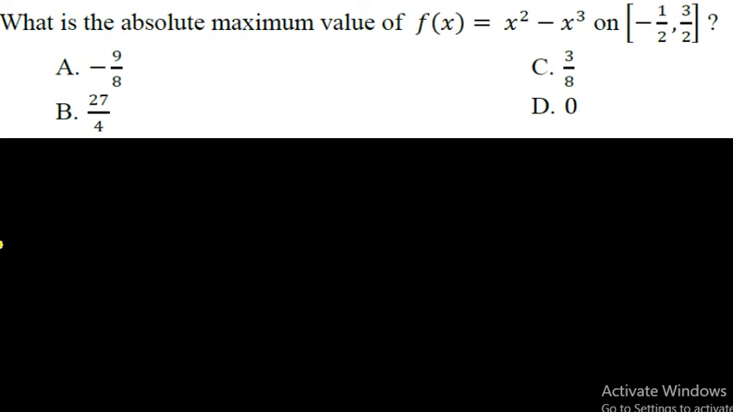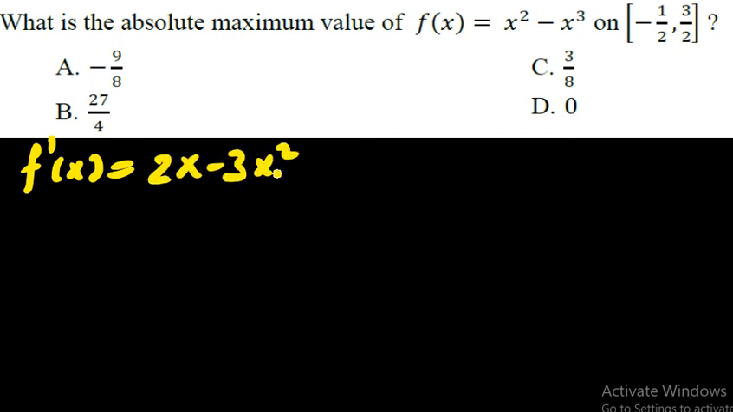So the process: first, let's differentiate. What's the derivative of the function? This is an application of the derivative. When you differentiate it, it will be 2x minus 3x square, and then factorize, make it equal to 0, and find the critical numbers. So what's common here? X. So 2 minus 3x remains. I just take out x common.